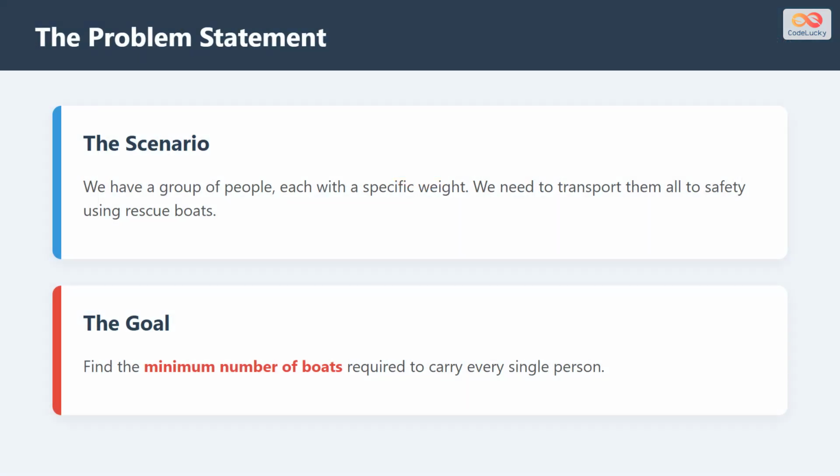Here is the scenario. We have a group of people waiting to be rescued. We know the weight of every single person. Our mission is to transport everyone to safety using rescue boats. The challenge is to figure out the minimum number of boats needed to get the job done.